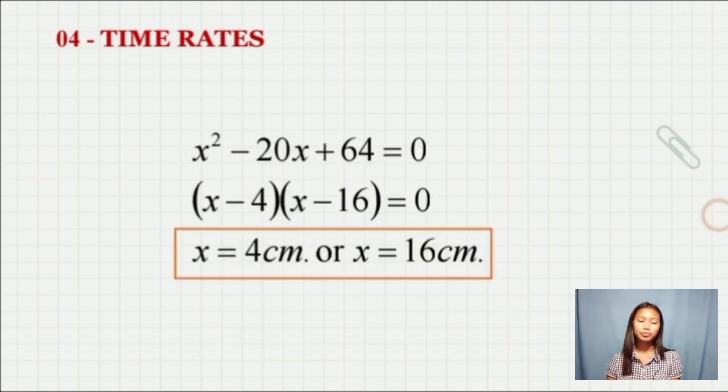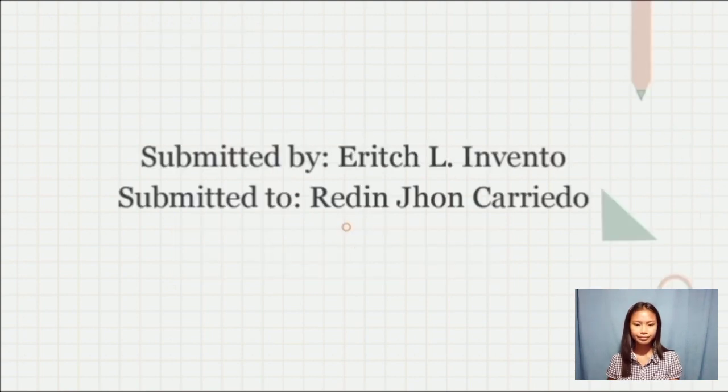Then this will become x squared minus 20x plus 64 equals 0. Factoring it out, it will become x minus 4 multiplied by x minus 16 equals 0. So our x can be 4 centimeters or 16 centimeters.